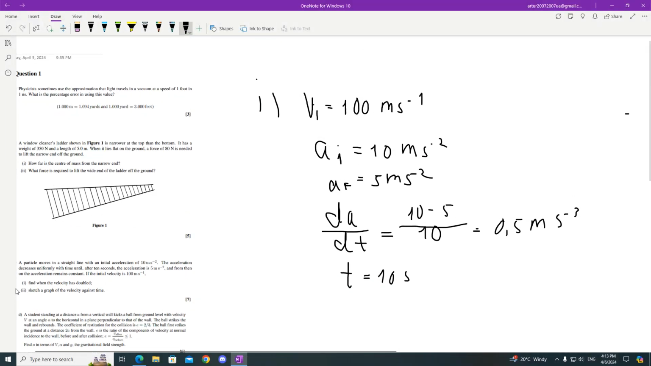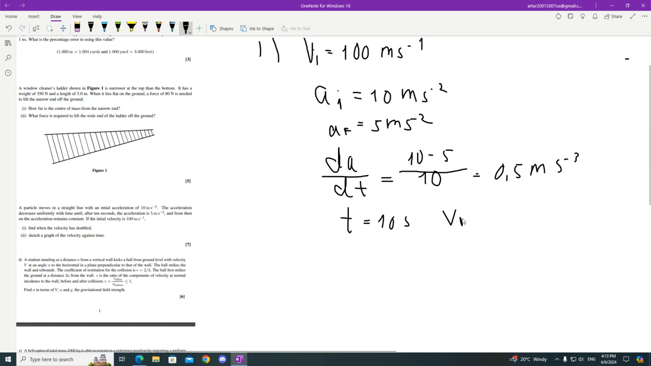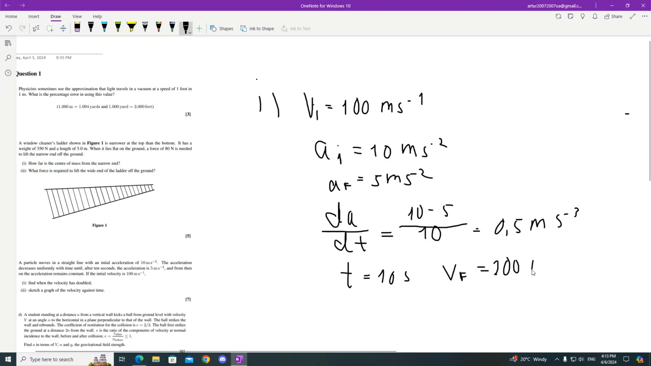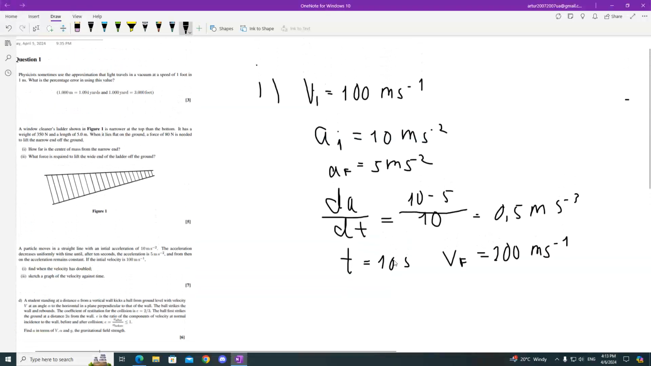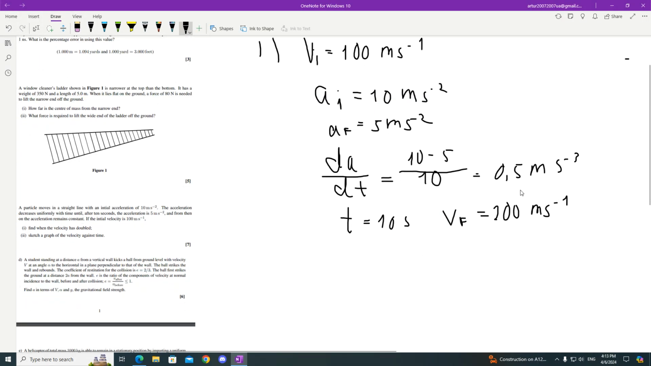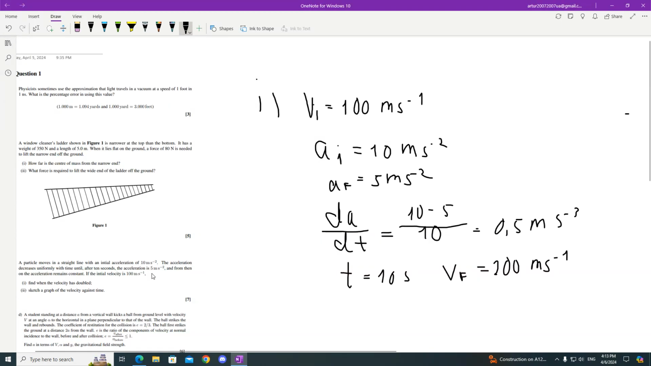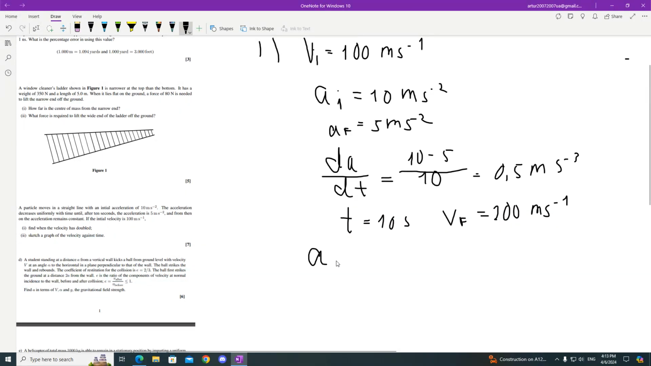And the first task is to find when velocity is doubled. So the final velocity is 100 multiplied by 2, it's 200 meters per second. So what now? It would be quite tricky, but acceleration changes uniformly, so we can use the formula of average. Average acceleration is (10 plus 5) over 2, it's 7.5 meters per second squared.